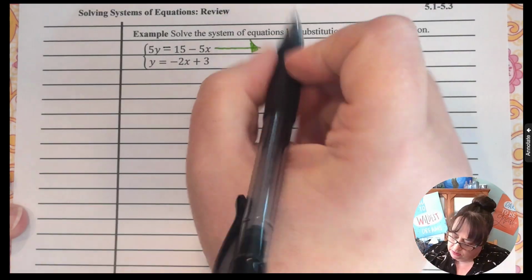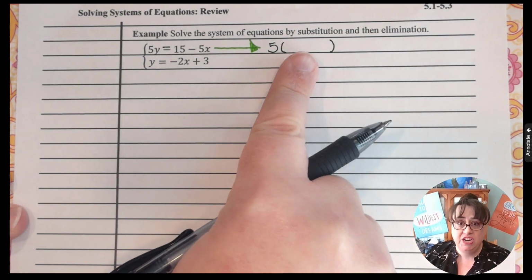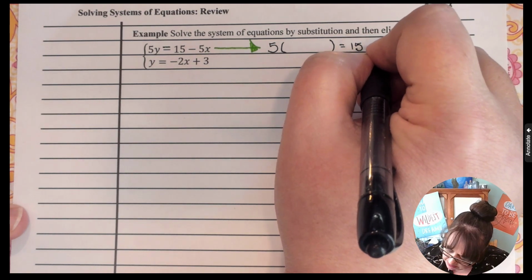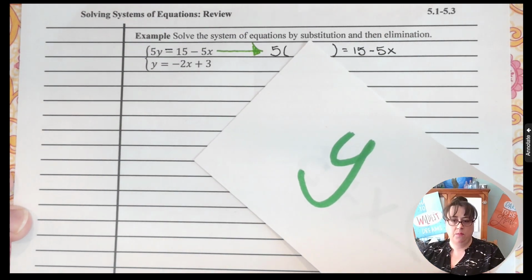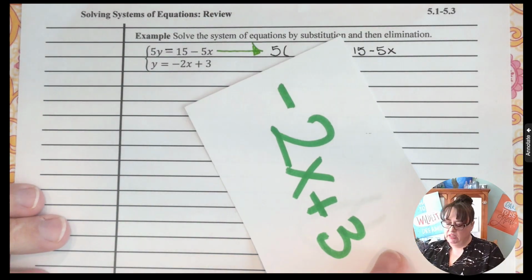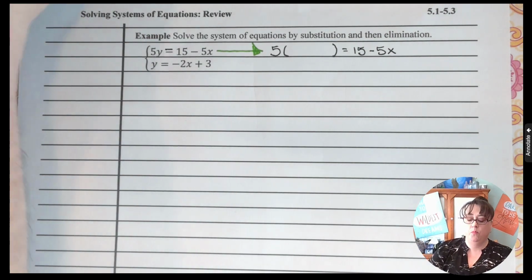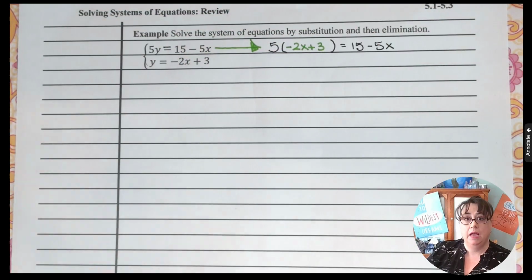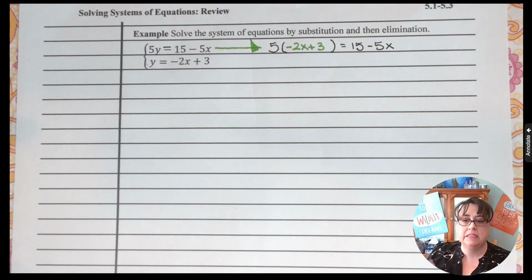We are going to change this, and it says 5y, but we're going to change that card in just a second, equals 15 minus 5x. So that card right there used to say y, but we're going to change it to saying negative 2x plus 3. So instead of y, it's going to say negative 2x plus 3. And now we're going to solve this equation. So we no longer have any y's here. It's all in x. Now we can solve it.